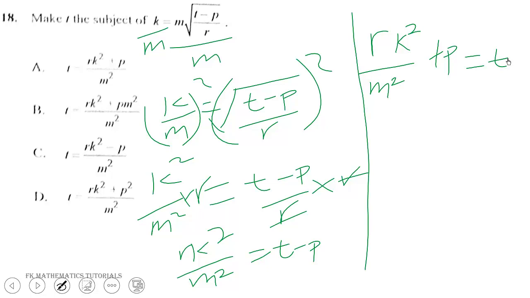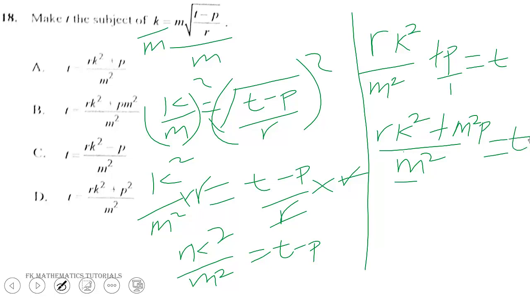You have to simplify further because we can't see this answer in the options. So we collect LCM on the left hand side. So M squared goes here, 1 times R K squared, 1 goes here, M squared times P. So that will give us this. So this is equivalent to option B.